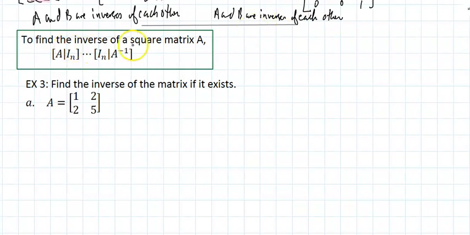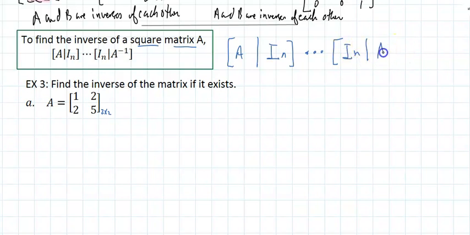So to find an inverse of a square matrix, remember square means the number of rows equals the number of columns, like this. Provided the inverse exists, you take a matrix A and you put the identity associated with that matrix. You do row operations to get the identity on the left. Whatever you have on the right will be the inverse of A. And that's how it works.